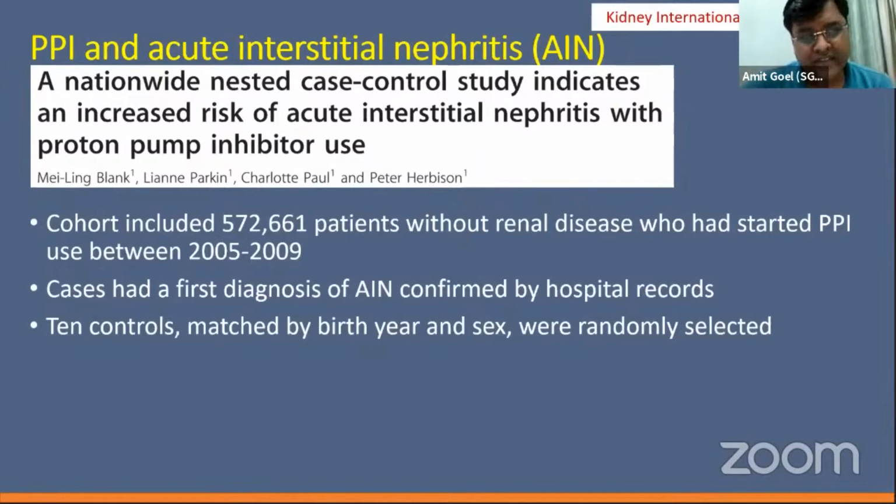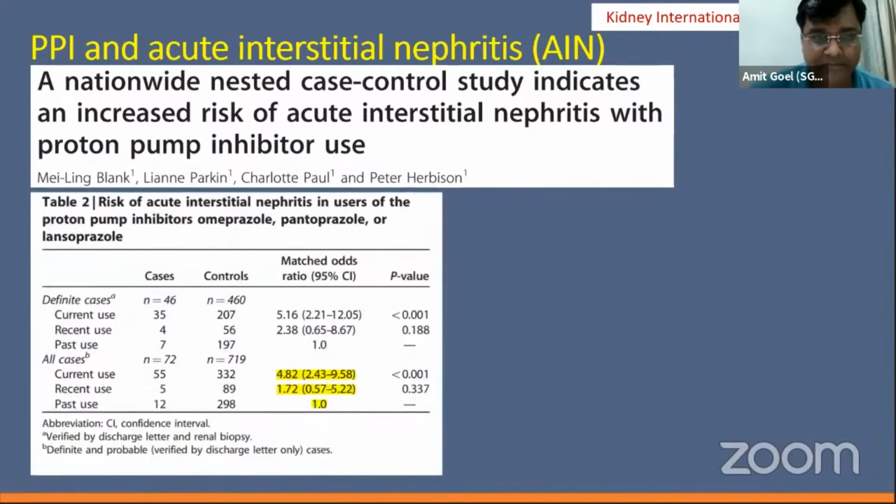This is a very elegant study. It was a nationwide nested case control study, which included data from a cohort of 572,000 patients without renal disease, and they were followed to see how many of them developed acute interstitial nephritis. Their prescriptions were reviewed, and for each case, 10 controls matched for age and gender were selected randomly from this large database.